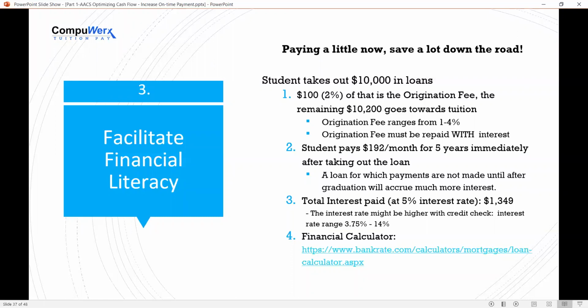So give them this example and compare it to the payment plans that they enter to see how much money they could save. Here we have provided a financial calculator that you could use. Sit down with your student and just plug in the numbers so they can see very clearly exactly how much money they could save using payment plans.